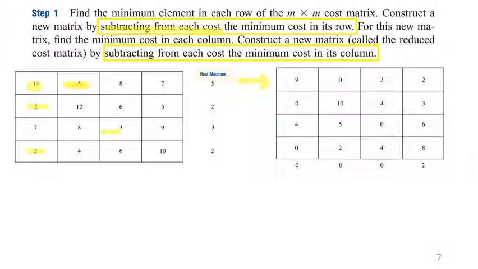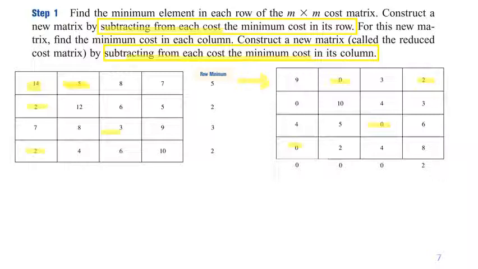Then the next thing we do is subtract from each cost the minimum cost in the column. So now do the same thing, find the minimum cost in the column. For the first column, the minimum is 0. For the second one, the minimum is 0. The third one, the minimum is 0. The fourth one, the minimum is 2.